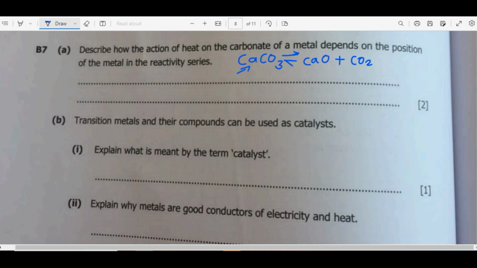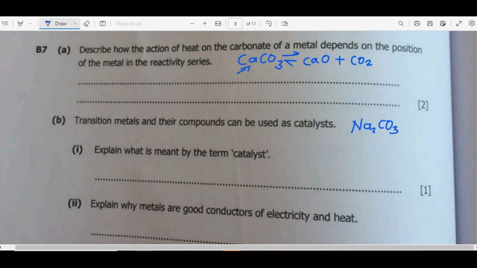Let's say we have sodium carbonate or potassium carbonate. What happens if sodium carbonate or potassium carbonate is heated? It will not decompose when heated. Why? Because the metal in that particular carbonate is more reactive. So the carbonates of the most reactive metals do not decompose when heated. That's a point.